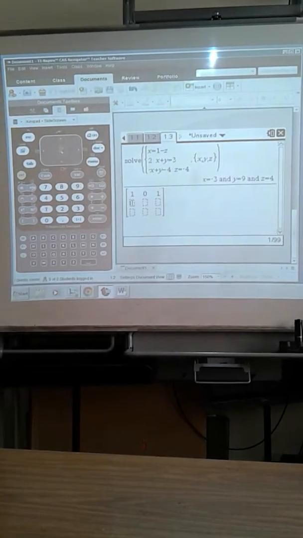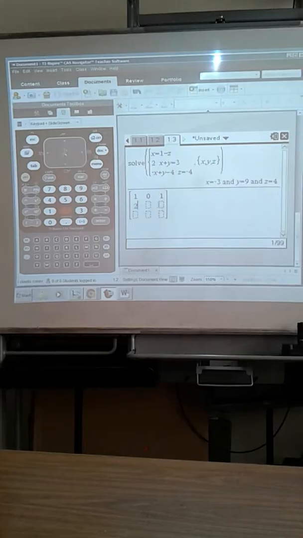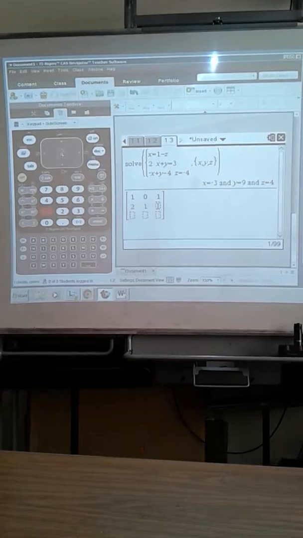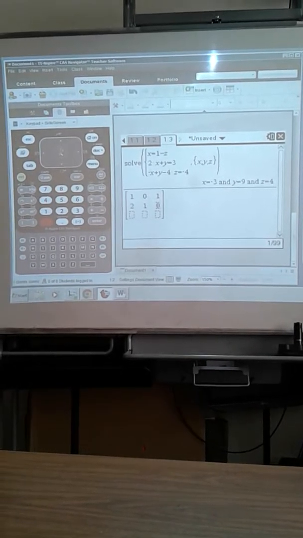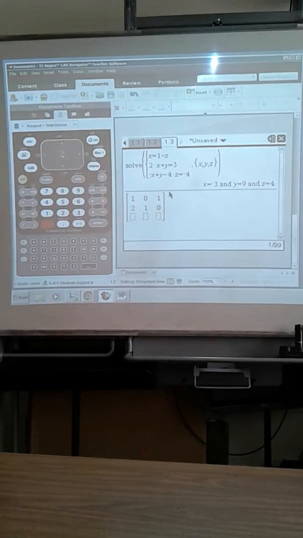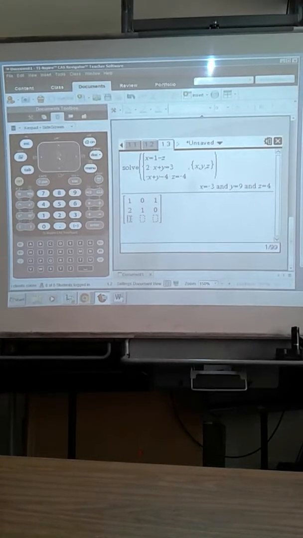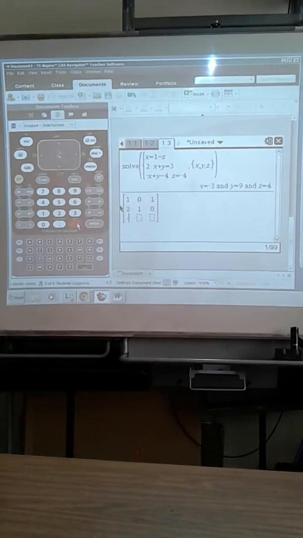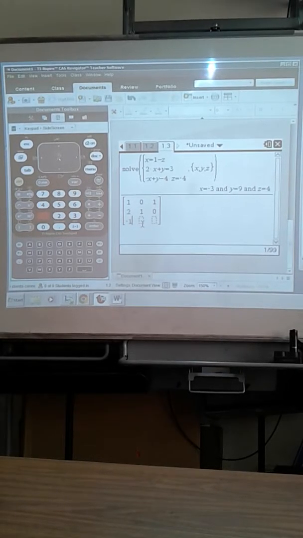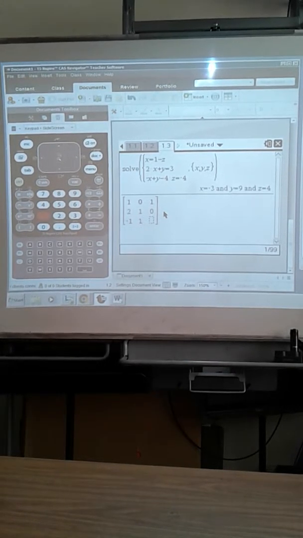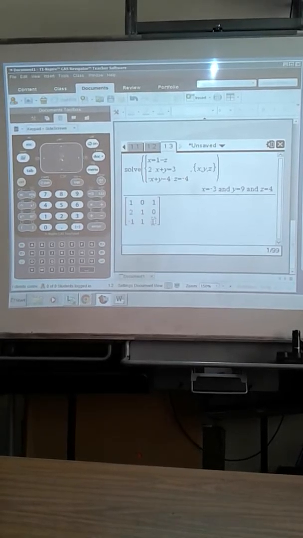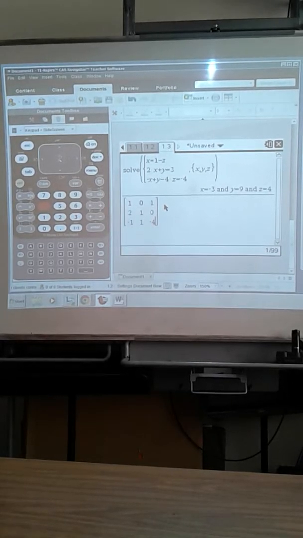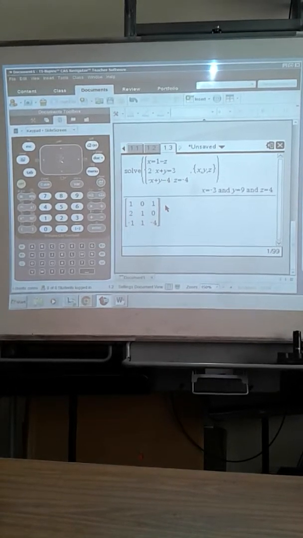The next line, your x value is 2. Your y value is 1. You don't have a z, so that's going to be 0. And we're going to save what it's equal to in just a moment. The last equation, your coefficient is negative 1. So we're going to put negative 1. Your y is 1. And your z is negative 4.